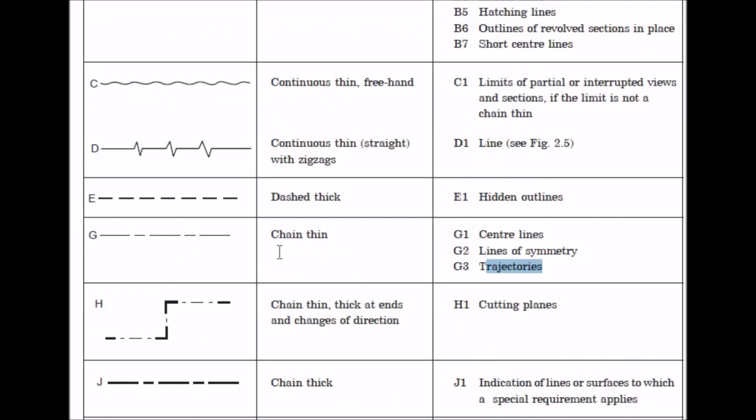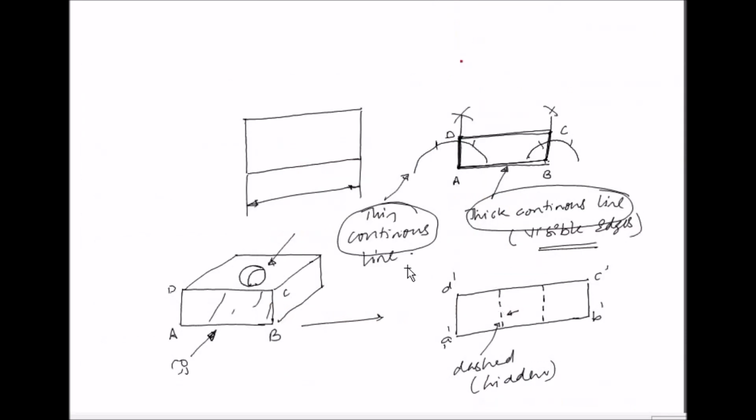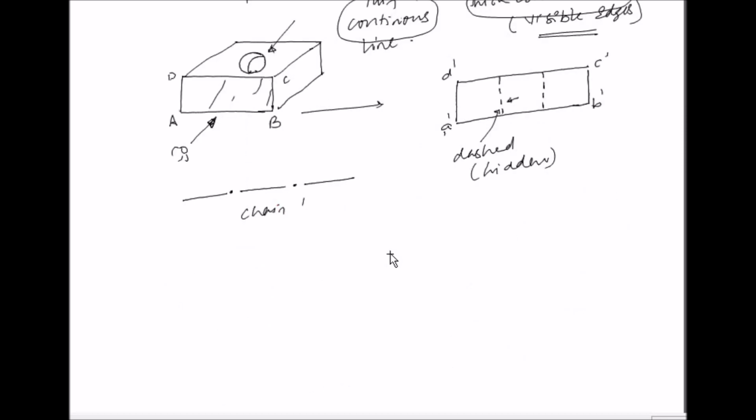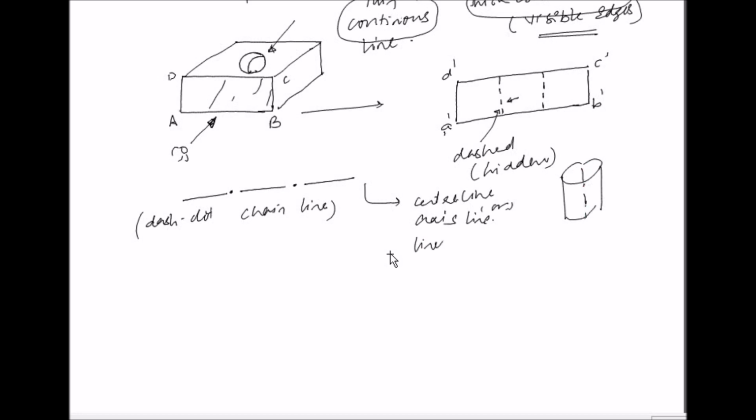This line is sometimes shown as a long dash and a small dash, and sometimes it will be shown as dash, dot, dash, dot, dash. This is the chain line. I can write it as dash, dot, chain line. This is used for center lines or axis lines. You all know what an axis is. It is an imaginary line passing through the center of a solid.